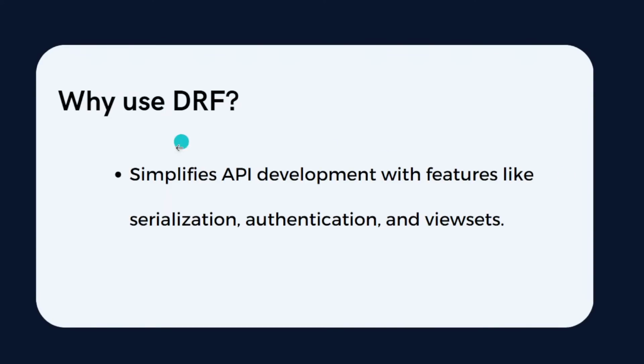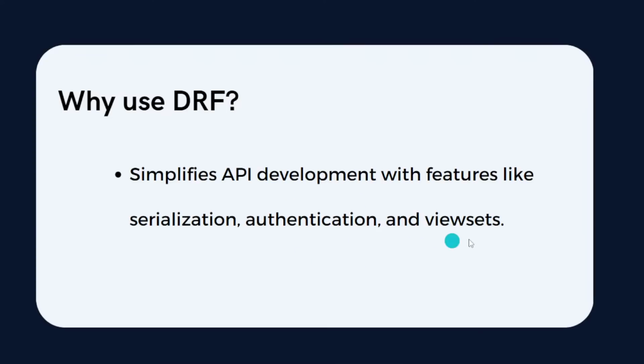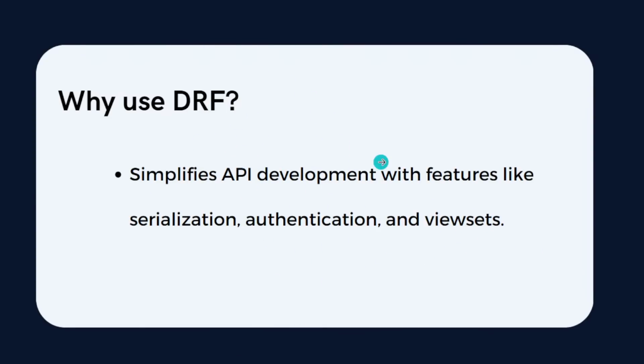Why do we use DRF? It simplifies API development with features like serialization, authentication, and viewsets. These are the advantages of using DRF. DRF is Django REST framework. These are the reasons why we use DRF. Basically, we have three operations: serialization, authentication, and viewset. These are the three operations we use when developing APIs. So we choose DRF. DRF is Django REST framework.